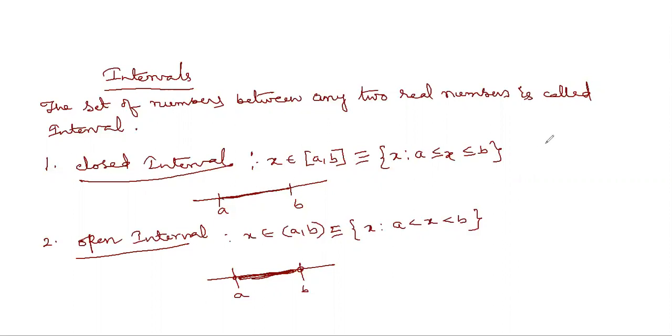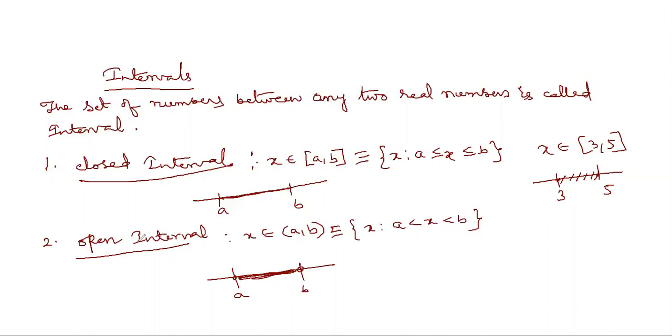Let us take an example. Suppose x belongs to the closed interval [3, 5]. What is the meaning of this? In between 3 and 5, every element belongs to x, including 3 and 5. So if both are included, then we can say it comes under a closed interval.